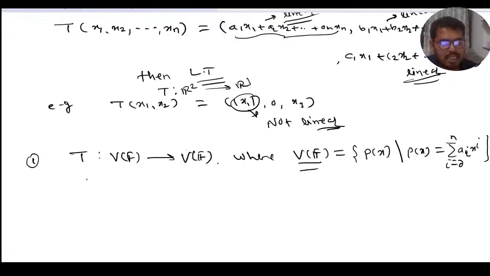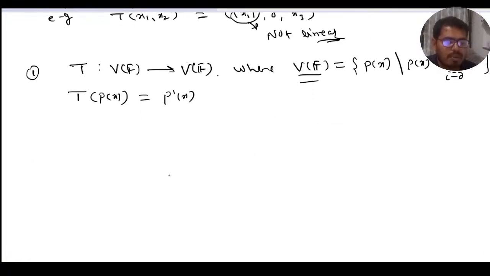Then T of p of x is p dash of x. Is it linear? By using the definition of linear transformation, what should we do here? First of all, we take two polynomials p of x and q of x that belong to P of F.